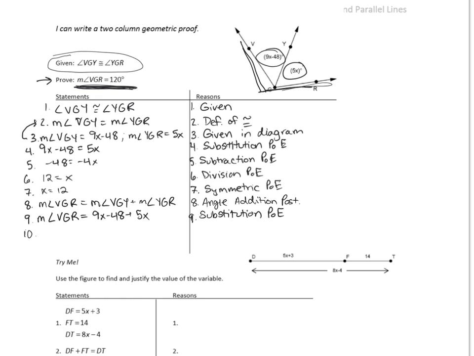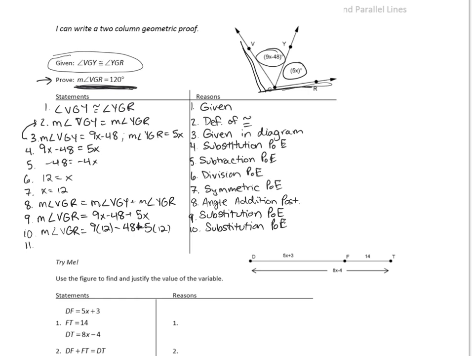And then in 10, I'm going to substitute in for x. So I'd have 9 times 12 minus 48 plus 5 times 12, again, for substitution. And yes, I have to write it twice. I know it's painful. Your hand will cramp. I do apologize, but mine's cramping already. So we're in this together.